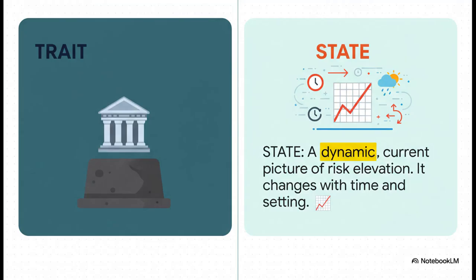This lays it out perfectly. You've got two sides of the same coin. On one side, there are trait factors. Think of this as the stable, historical bedrock of a person's risk. And then on the other side, you've got state factors. This is the dynamic, constantly shifting stuff happening in the present. It's like the difference between someone's whole life story versus how they're feeling this very minute.